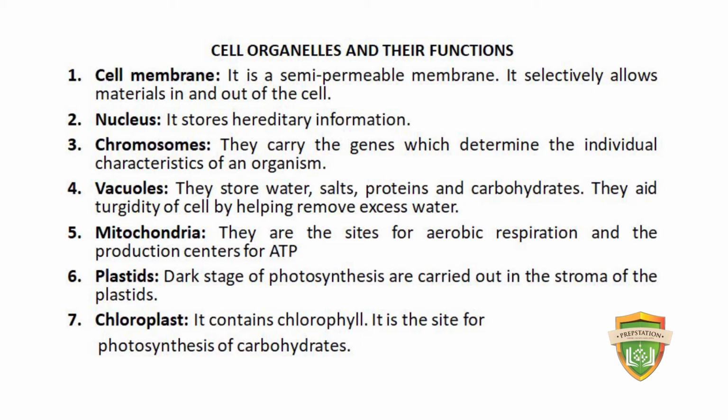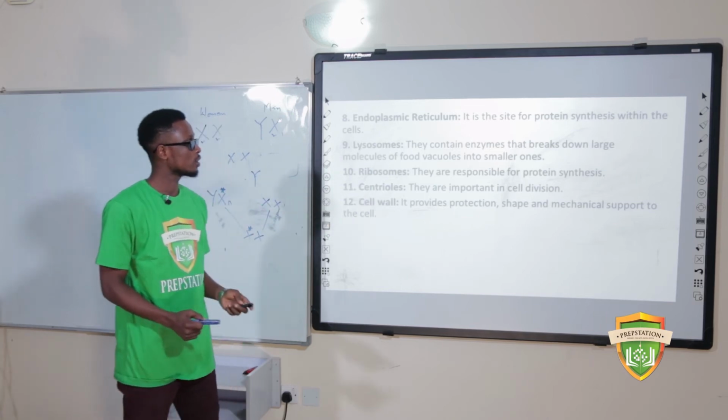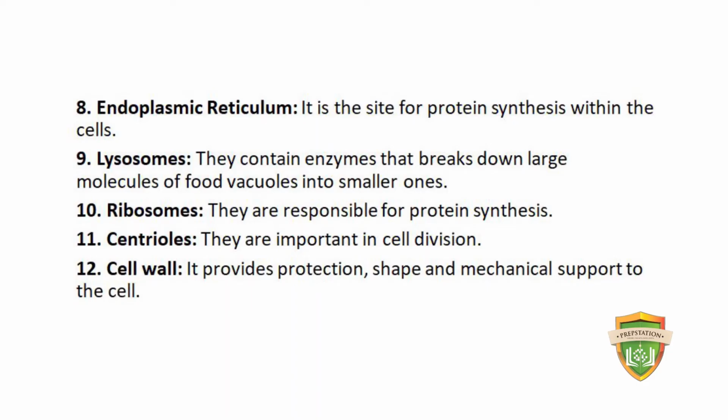Then plastids. The dark stage of photosynthesis is carried out in the stroma of the plastids. We have chloroplast also, another part of the cell. It contains chlorophyll, and it is the site for photosynthesis of carbohydrates. Endoplasmic reticulum is the site for protein synthesis within the cell.